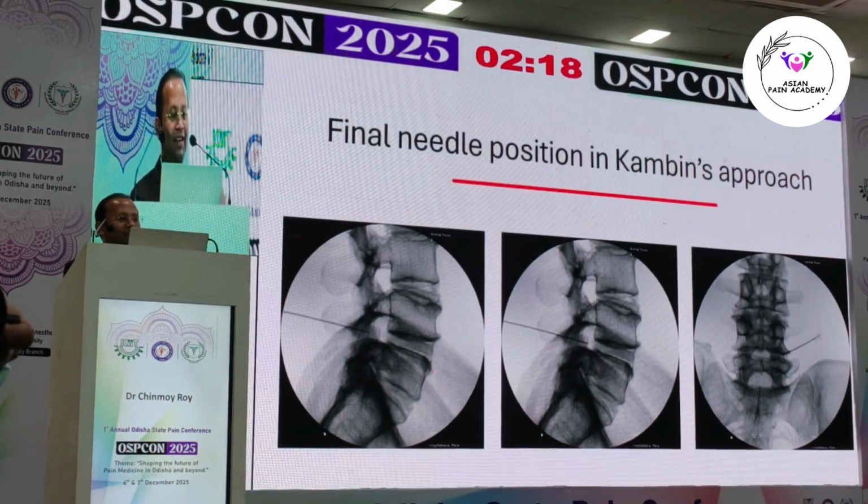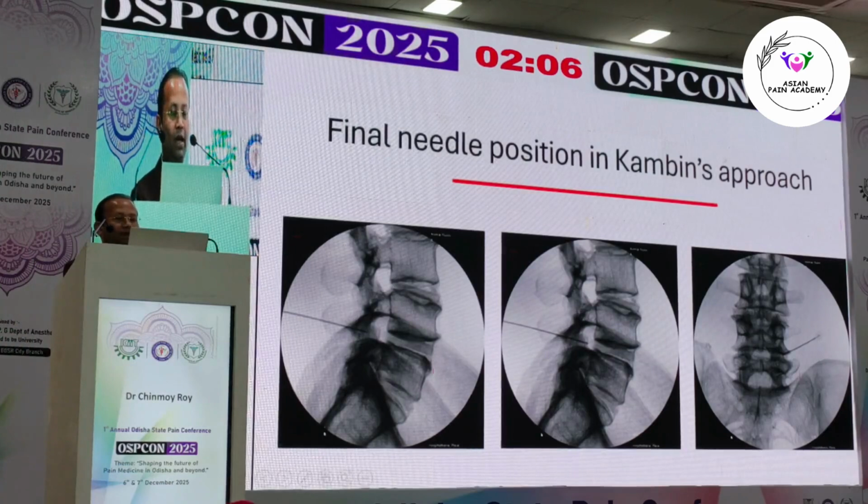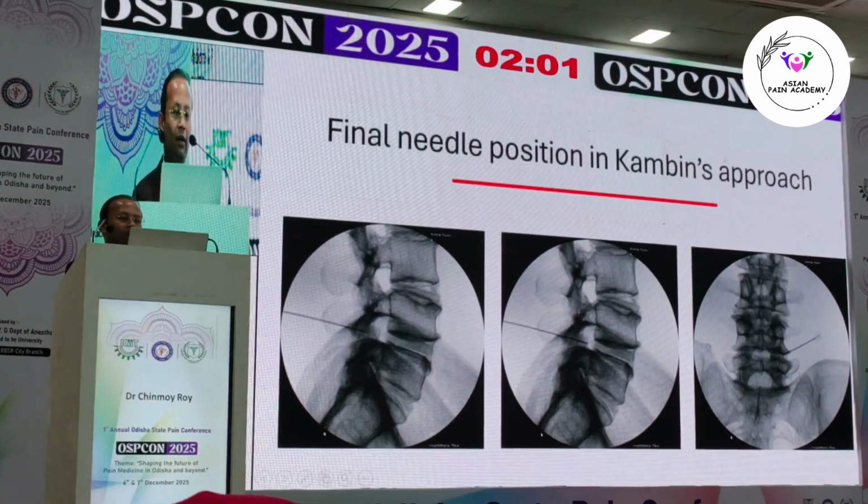How you are entering there, whether starting a bit laterally or medially, doesn't matter. Mainly, the tip of the needle, the final needle position, should be correct. So it is the final lateral view and the final AP view. This is the Kambin's triangle approach, in the lower part of the foramen in this lateral view.